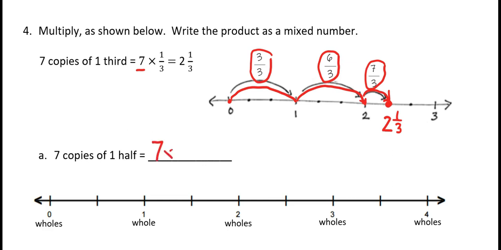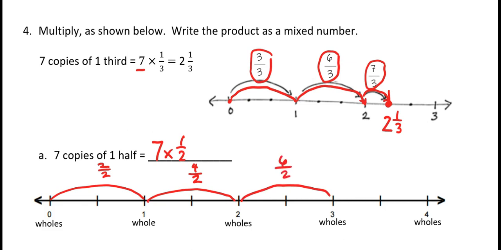That's the same thing as 7 times 1/2, which means I need 7 copies of 1/2. When I start at the 0 and jump to 1 whole, I've used 2 halves. When I jump from 1 whole to 2 wholes, I've used 4 halves. When I jump from 2 wholes to 3 wholes, I've used 6 halves. Well, I need to use 7 copies in all. That means I need to make one more jump of 1/2.